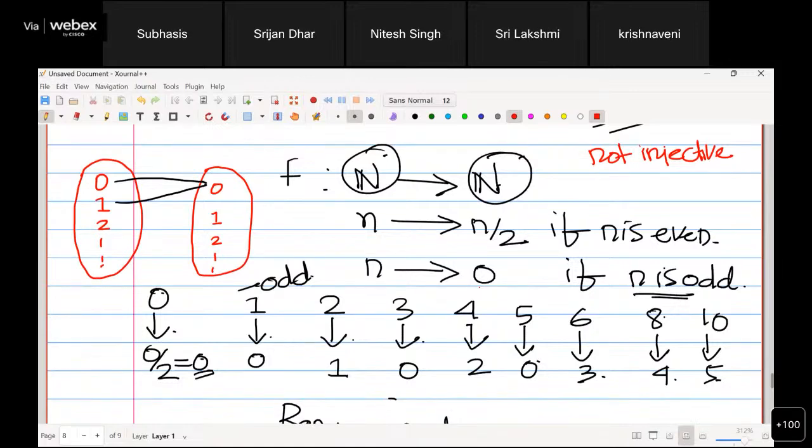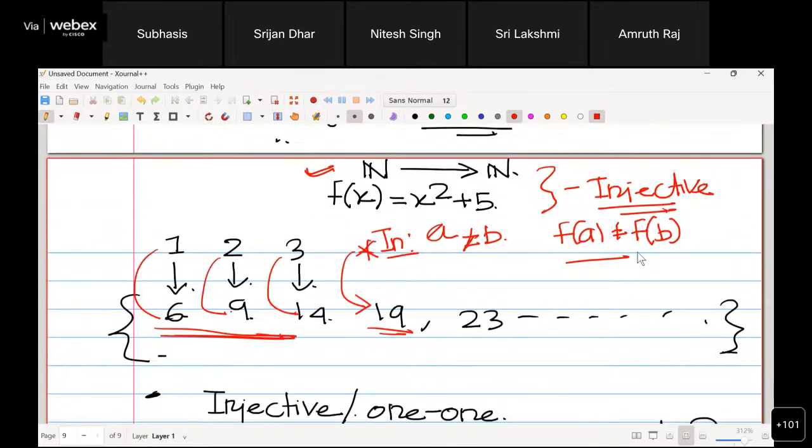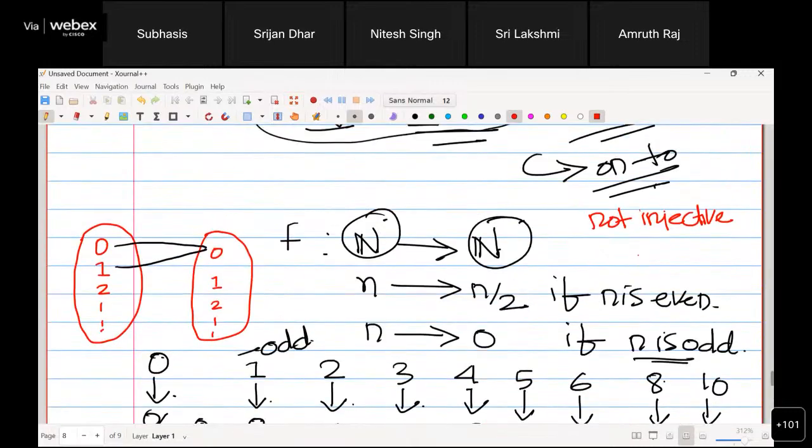As you can see, here the function is injective but not surjective. Here the function is not injective but surjective. So they are completely independent of each other. Some functions can be surjective but not injective. Some functions can be injective but not surjective. It completely depends on the properties. And some functions can be both.